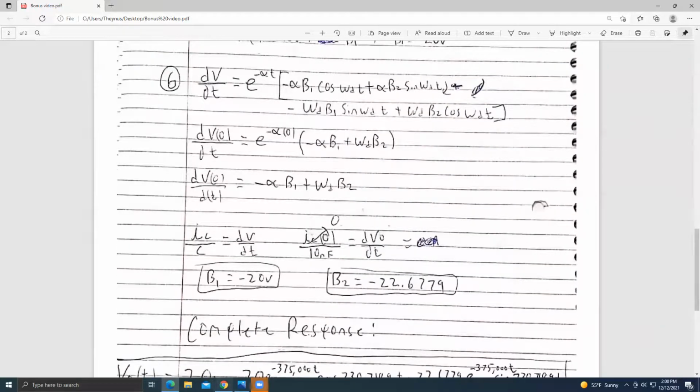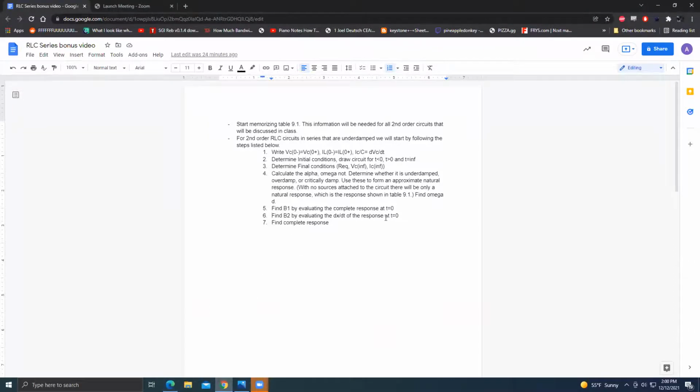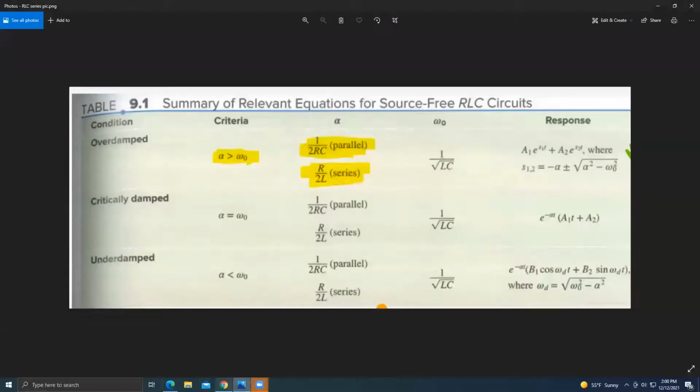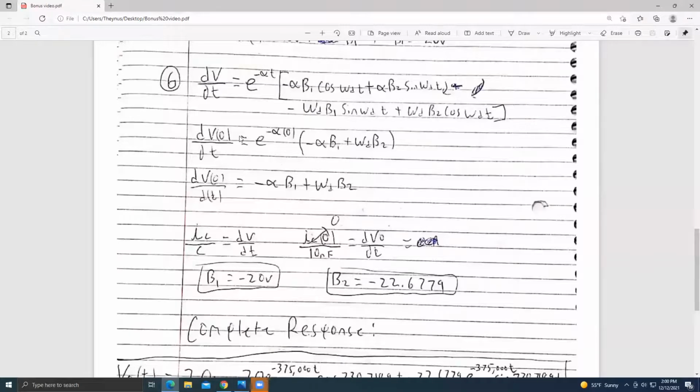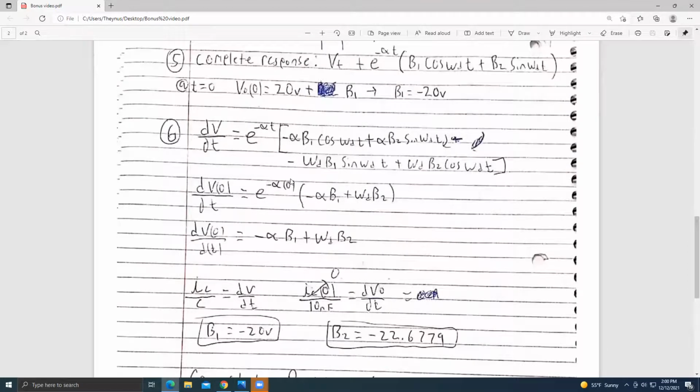At this point now, we need to evaluate the response at t equals 0. So after having taken the derivative, we are going to evaluate it at t is equal to 0, meaning that it comes out to e to the negative alpha of 0, which will just go to 1, times negative alpha b1 plus omega d b2. Okay, well, we have alpha, we have omega d, we have b1. All that's left is this dv naught of 0 dt.